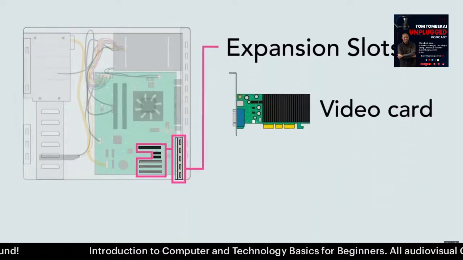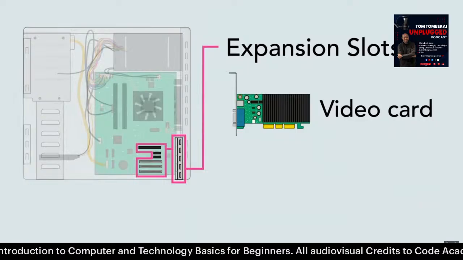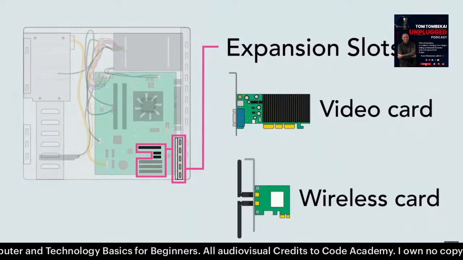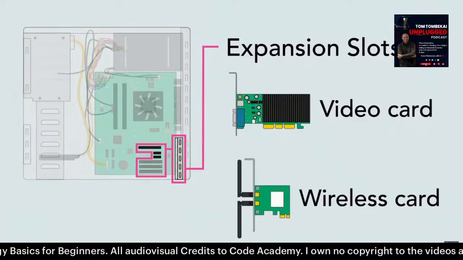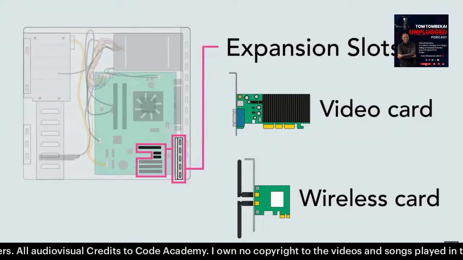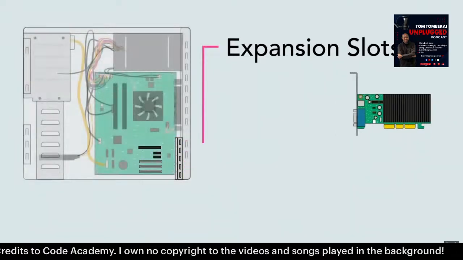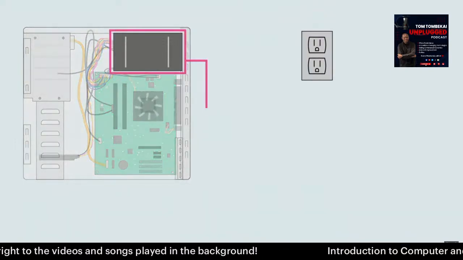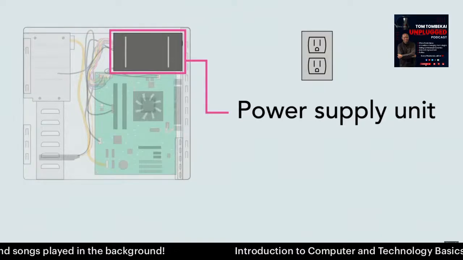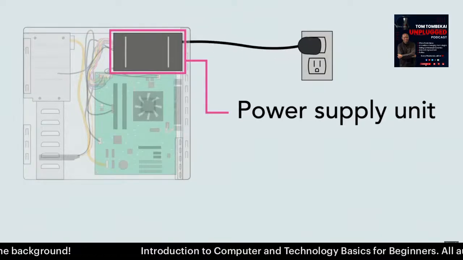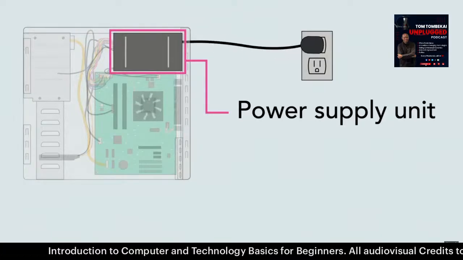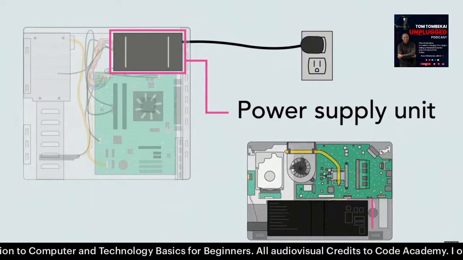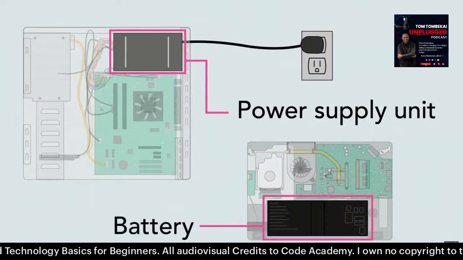You can add a video card to get better graphics performance, or you can add a wireless card to connect to your wireless home network. Most laptops, however, don't have expansion slots. Of course, the computer's components need electricity to run. The power supply unit is designed to take power from the wall outlet and send it to all of the different components that need power. Laptops also contain a built-in battery that lets you use them anywhere.